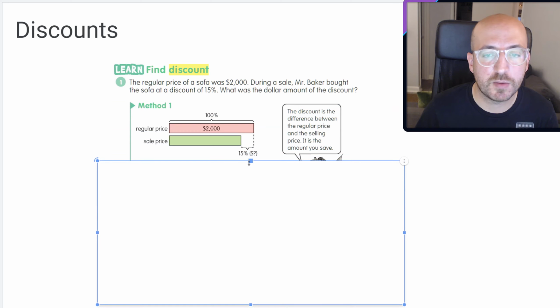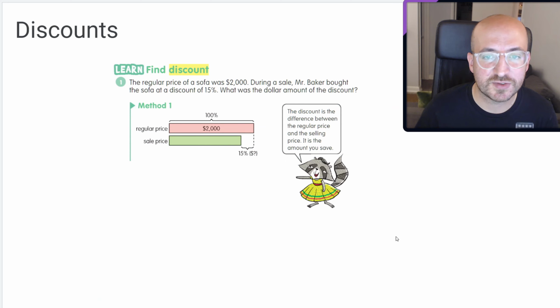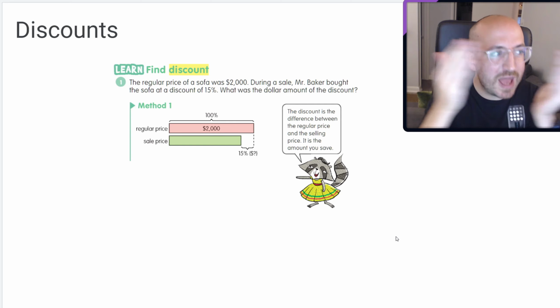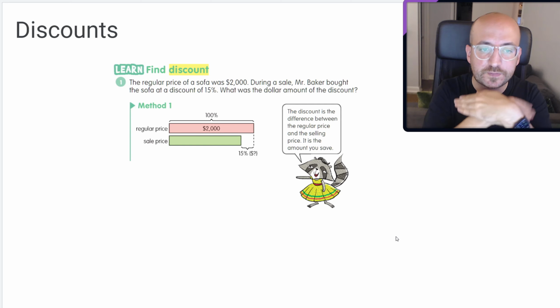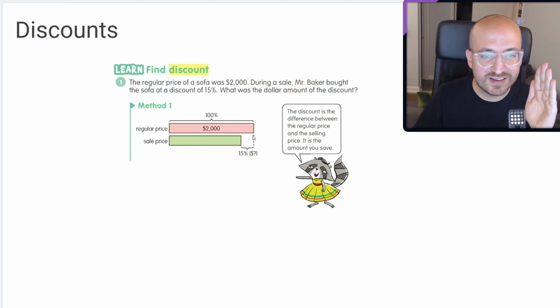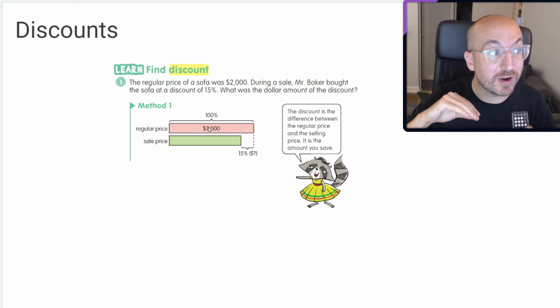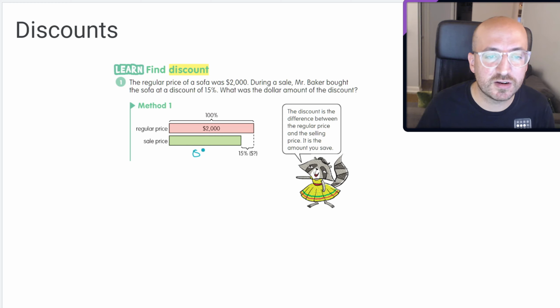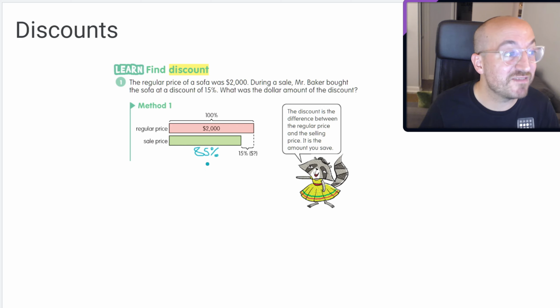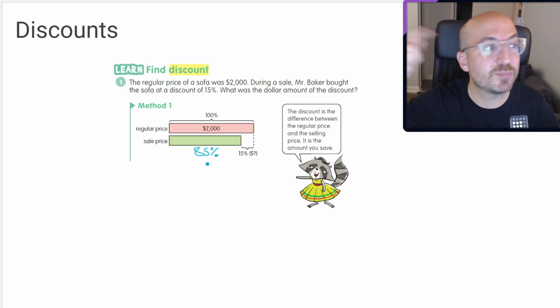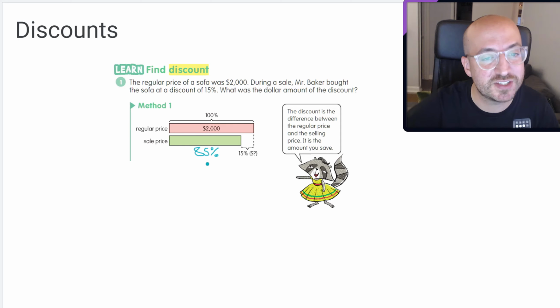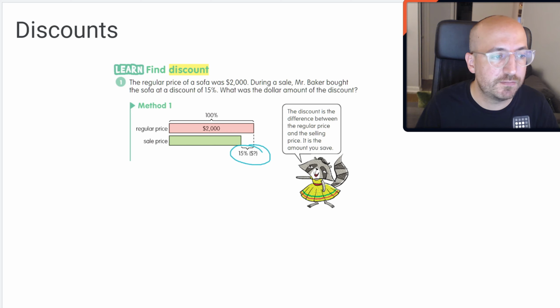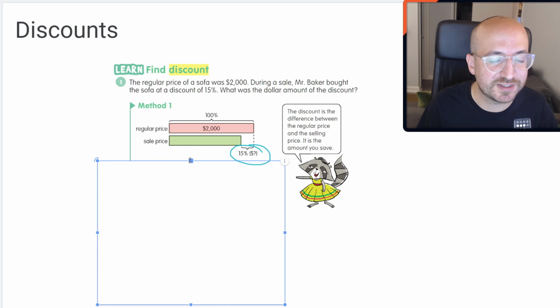Here we have it, the bar model and this nice raccoon lady. We'll leave it up. Oh, it's like a comparison bar model. I like that. The regular price, 100%, is $2,000. The sales price will be 15% off. So eventually you'll do the harder math where it's going to ask you what's 85%. So we're only going to have to pay for 85% of it. So we could take off 15% or calculate what's 85% of 2000. But this is just asking, hey, what is the discount? And the discount will be 15%. So let's see what they have us do.